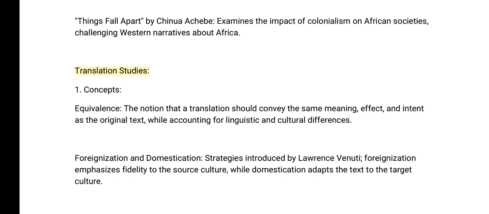Translation studies. 1. Concepts. Equivalence: the notion that a translation should convey the same meaning, effect, and intent as the original text, while accounting for linguistic and cultural differences.